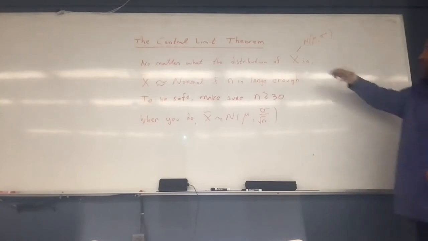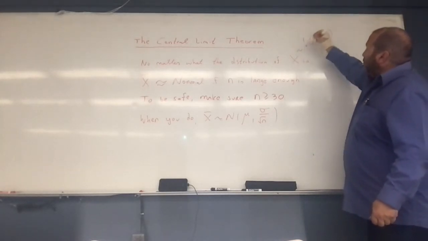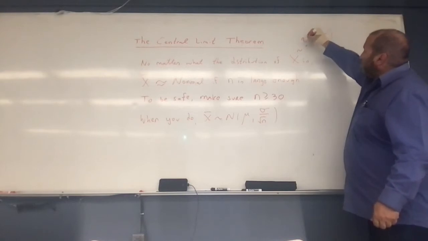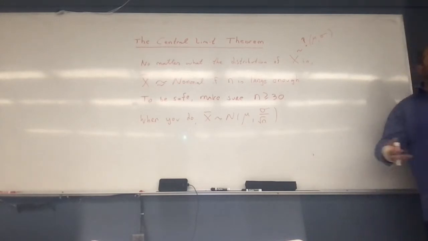Sorry, don't erase this N here. This is the whole point of this, is that we don't know what it is. Right? We have no idea what the distribution is. That should be a question mark. But we do know its mean and sigma. So we don't know what the distribution is, but it has a mean and has a sigma.